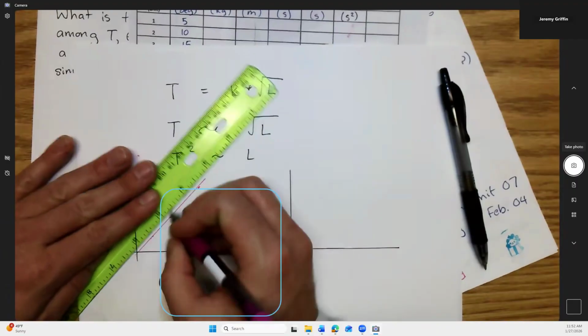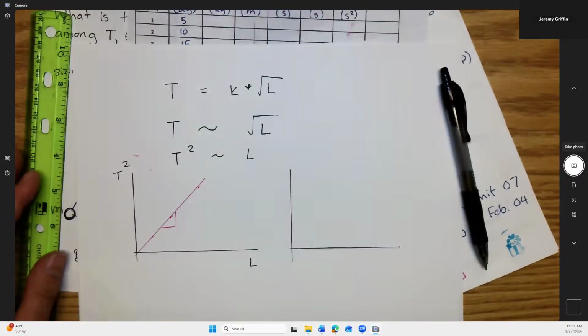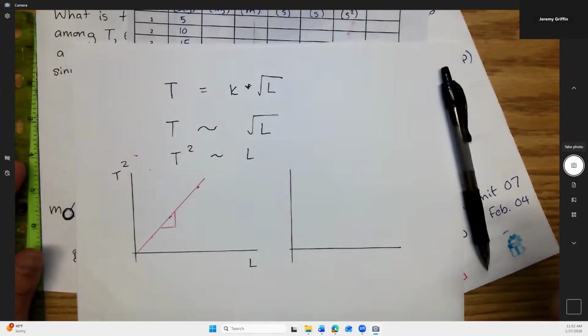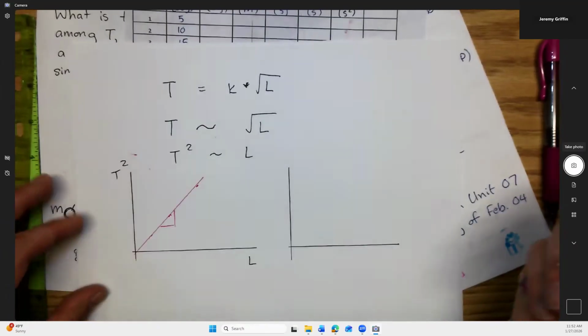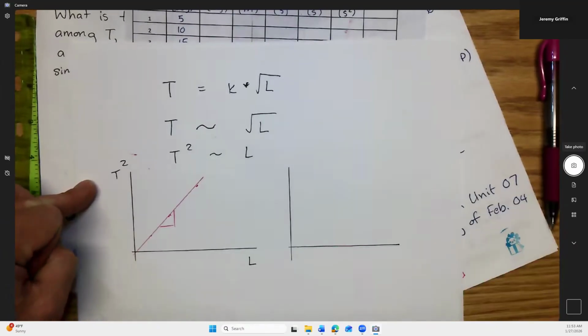Then can you find the slope of the line, rise over run? And then that can give you an equation. There's another way you can do this. Do we have to make a T squared column now or no? Yes. So you make a T squared column.